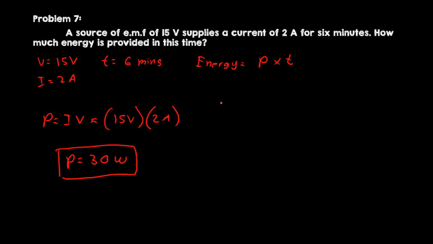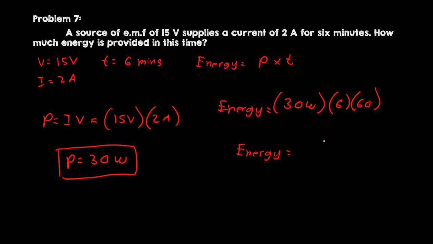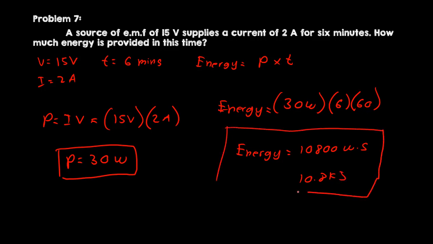So, energy is equals to 30 watts times time in seconds. So, 6 times 60. Energy is equals to 10,800 watt seconds or 10.8 kilojoules. So that is our answer for problem number 7.